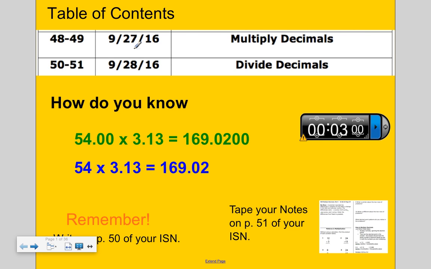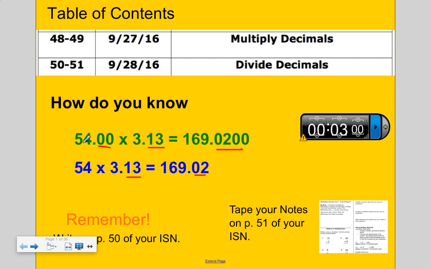This video is over how to divide decimals. So before we do that, let's look at our number routine. How do you know 54 times 3 and 1300ths will equal 169 and 210 thousandths place? And how do you know 54 and 3 and 1300ths will equal 169 and 2 hundredths? Well, two ways. There are 4 digits behind the decimal point. 4 digits. There are 2 digits behind the decimal point. 2 digits. One way. Another way is, could we estimate?